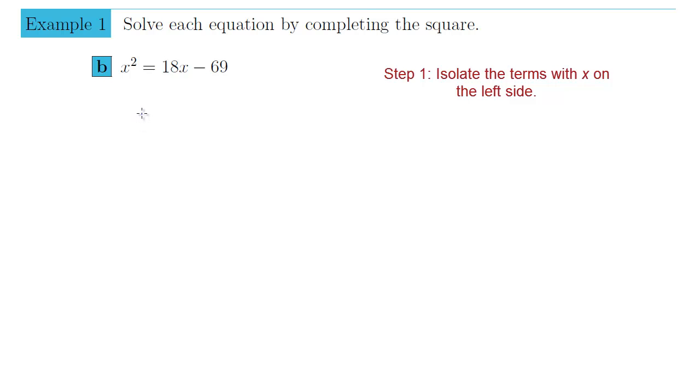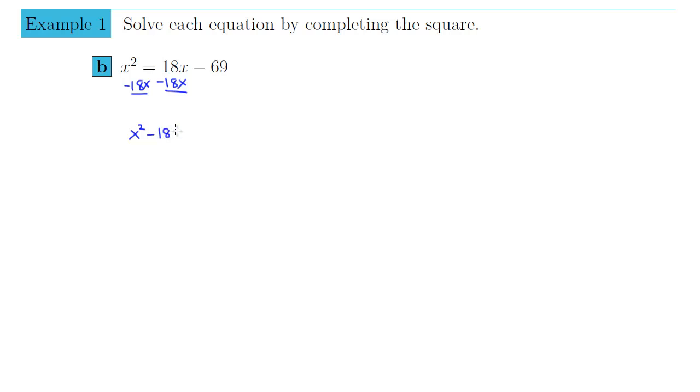This time, instead of moving a constant, we actually need to move our x term next to our x squared term. In other words, we're going to have to subtract the 18x from the right side and move it over to the left side by subtracting it. This will give us on the left side x squared minus 18x equals negative 69.